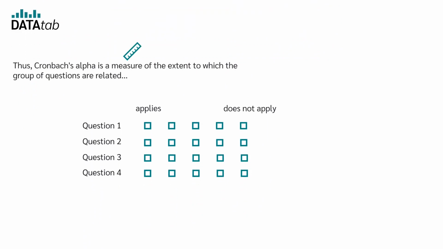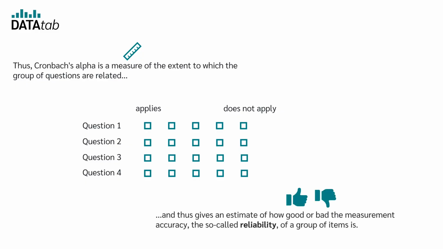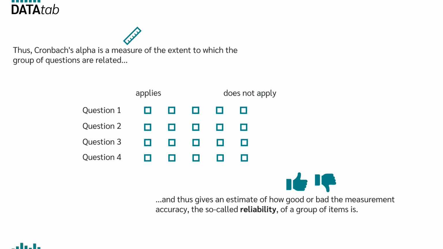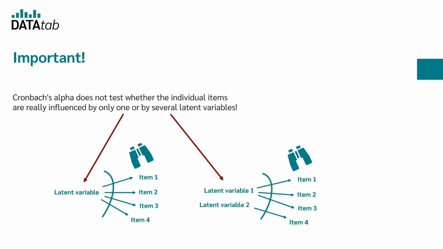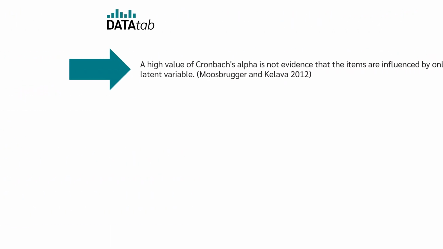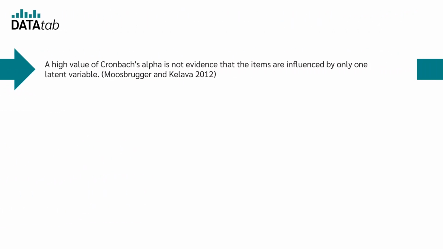Thus, Cronbach's alpha is a measure of the extent to which the group of questions are related to each other. And thus it gives us an estimate of how good or bad the measurement accuracy, the so-called reliability of a group of items is. What is important here is that Cronbach's alpha does not test whether the individual items are really influenced by only one or by several latent variables. A high value of Cronbach's alpha is not evidence that the items are influenced by only one latent variable.